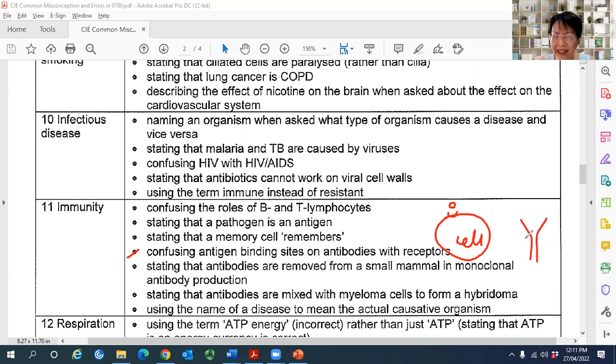Am I drawing correctly? Where's my second one? Is it here? I think it's like this. Okay, so the antigen binding site is actually here, right? These 2 parts are called the antigen binding sites. So you cannot interchange the name of the antigen binding site to become receptor or active site. Active site is for what? Enzyme. Receptor is for what? In the membrane, right? Antigen binding site is for what? The antibody. So you cannot simply change the name, okay?